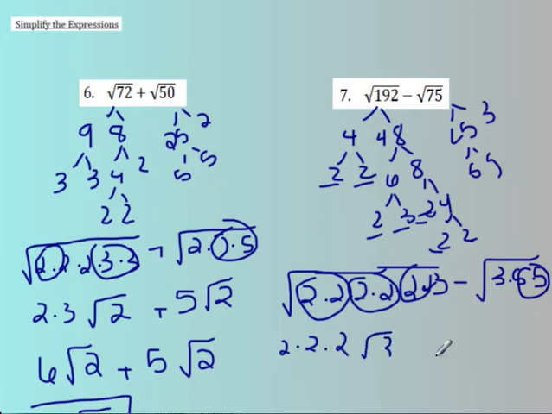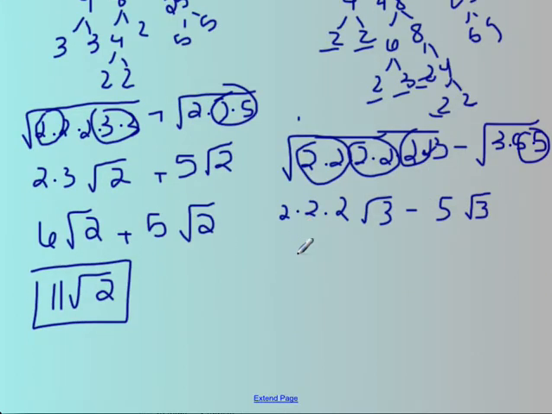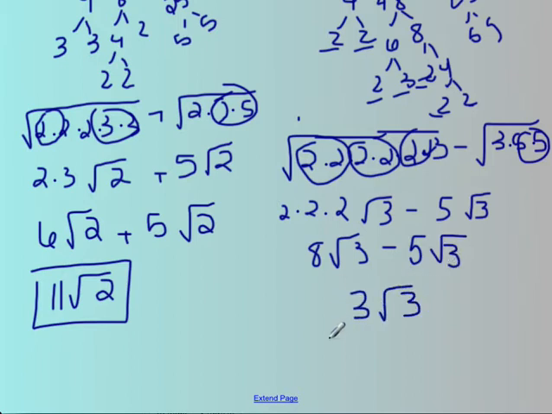For the second one, I have 1 pair of 5's, then left underneath the radical is 3. Well, 2 times 2 times 2 square root of 3 is going to be 8 square root of 3 minus 5 square root of 3. Well, 8 minus 5 is going to give us 3 square root of 3. So this is our final answer for number 7.